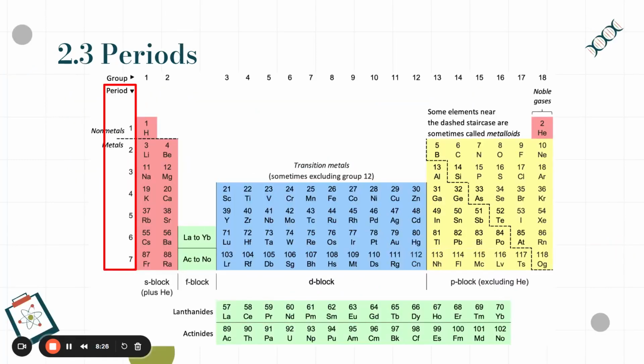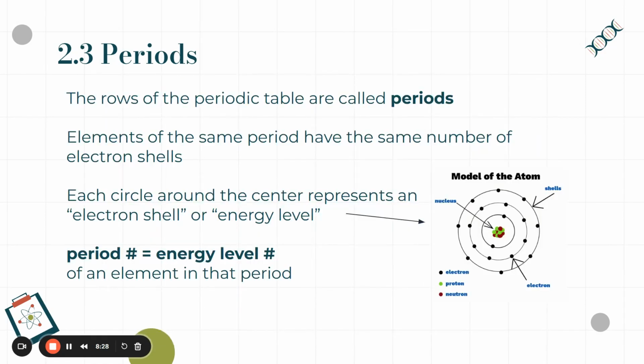2.3 Periods. The rows of the periodic table are called periods, and elements of the same period have the same number of electron shells. Each circle around the center of an atom represents an electron shell or energy level. And so as you can see in this example, this atom has 3 electron shells. And so the period number is the energy level or the number of electron shells of an element in that period.